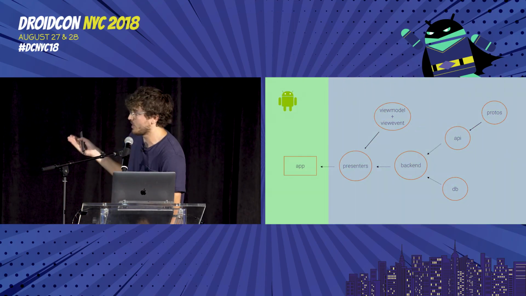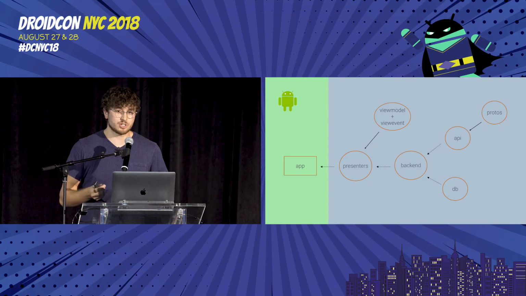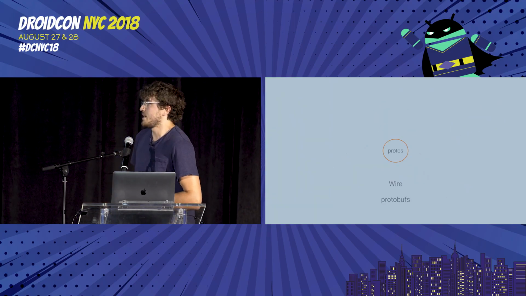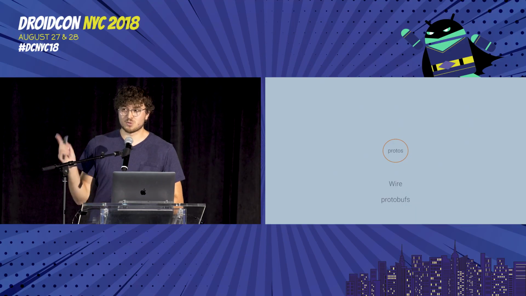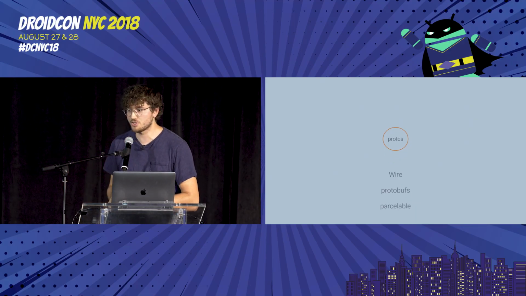Ideally, this is actually what it would look like, right? The app is the only thing that has to deal with the UI, with the platform. So it should be the only thing that has a dependency on Android. Now, the reason we can't do this right now is there's one more dependency in the protos module I didn't mention, which is that all of our protos are also Parcelable.